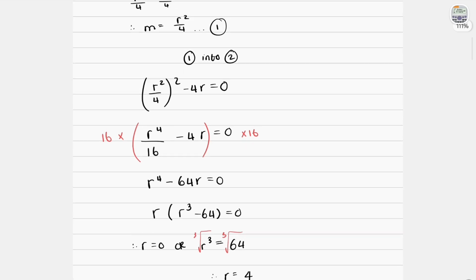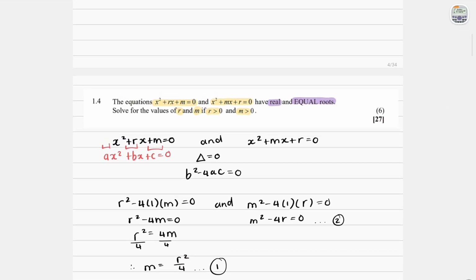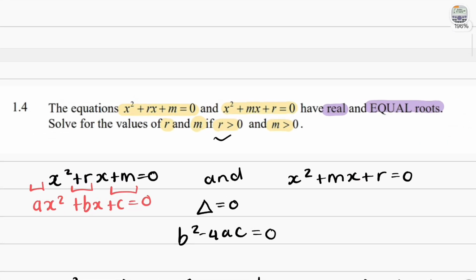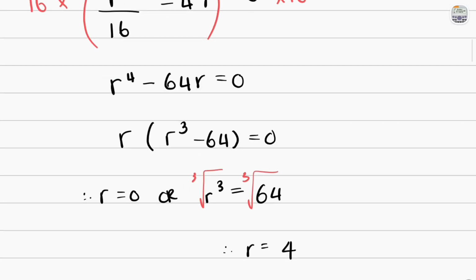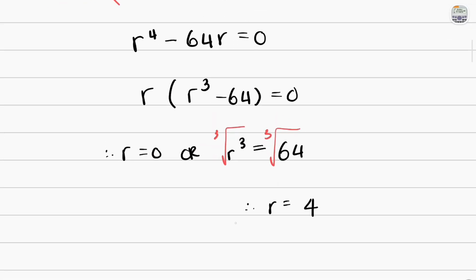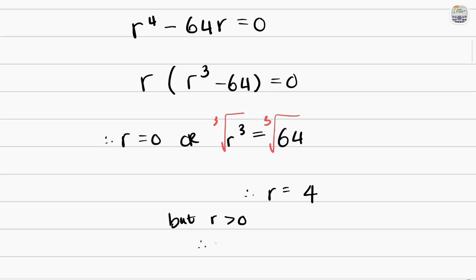Okay, so here's the thing. R is equal to 4, but they said r is greater than 0. Okay, so we know we can't accept this one. We can just tell them, but we know that r is greater than 0. So this therefore means that r is equal to 4 only.